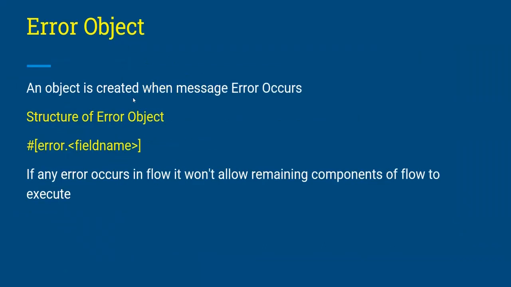Okay. So whenever you face any error, an error object is created in MuleSoft. In general, a Mule message will have only two parts. We have already seen that every Mule message will have two parts. One is attributes, another one is payload, right? So that is for the success case.